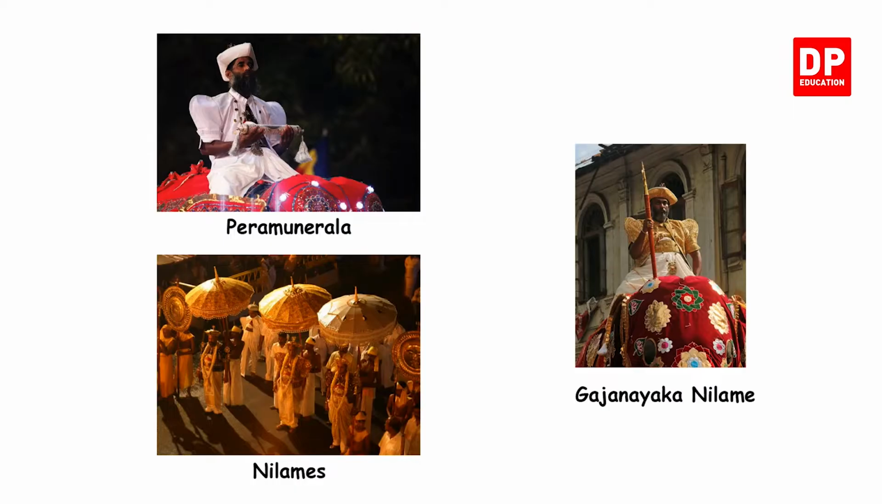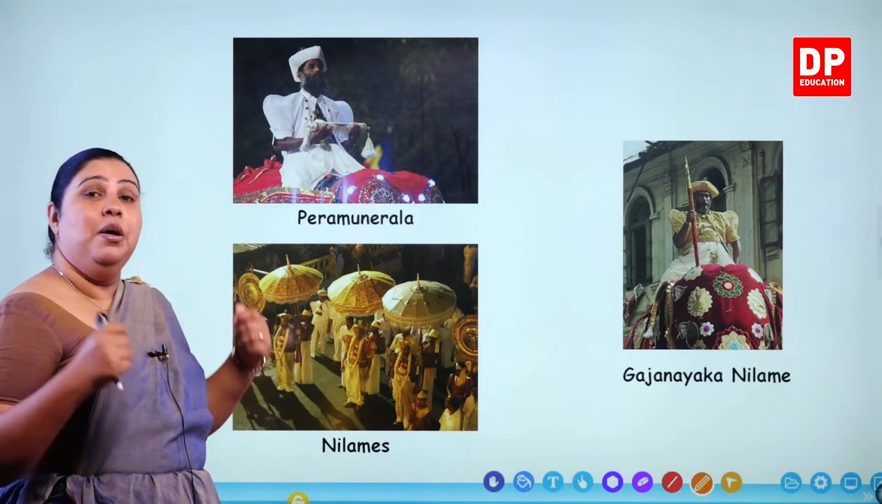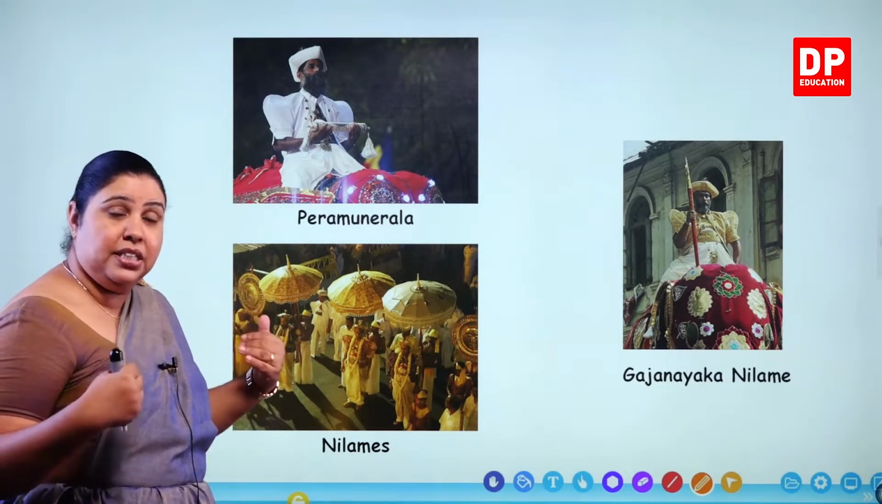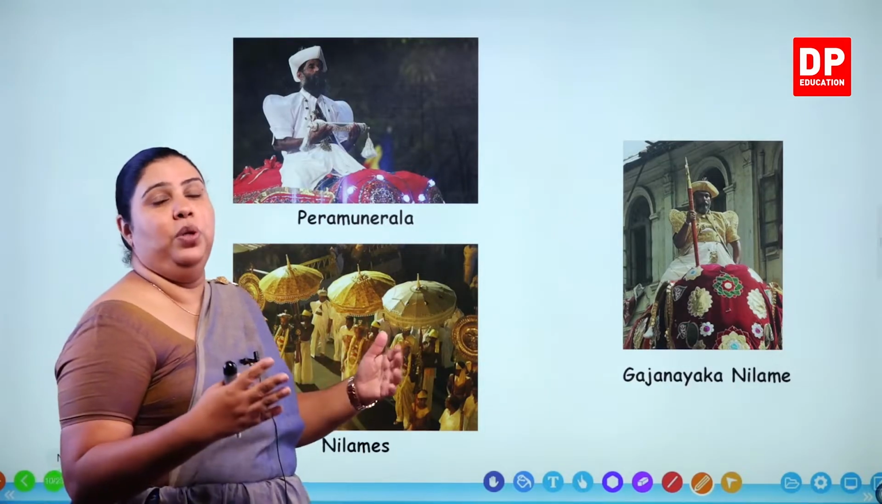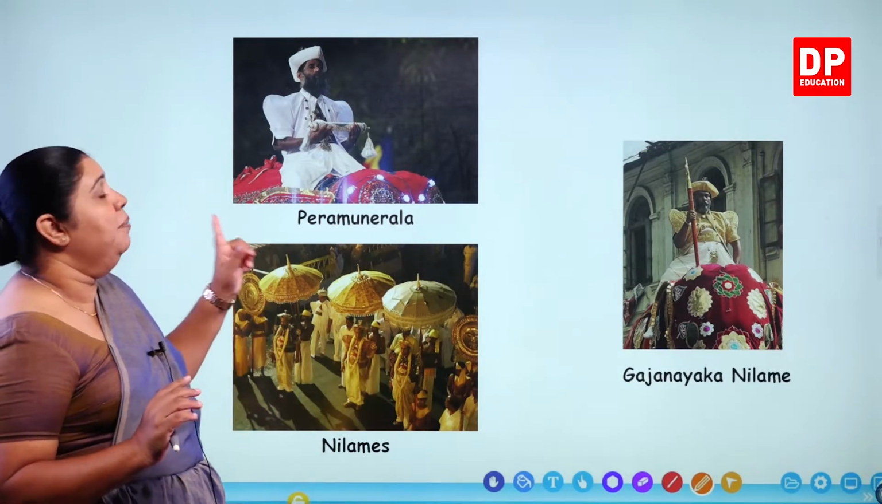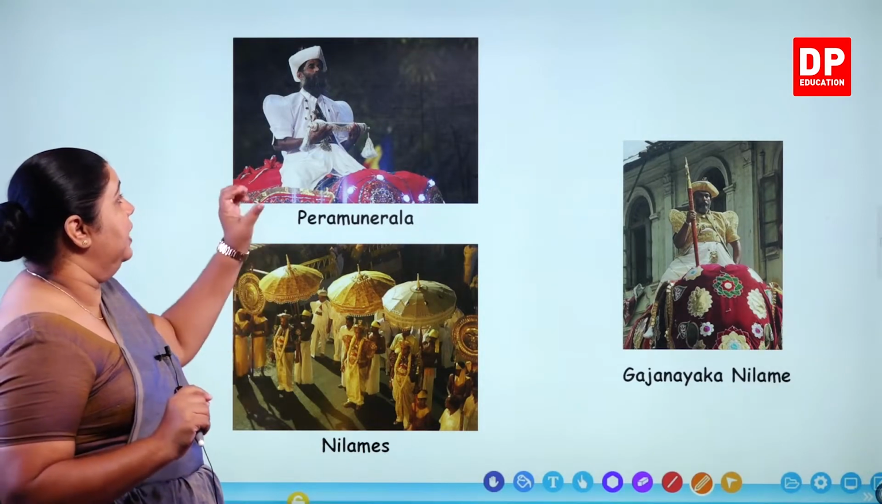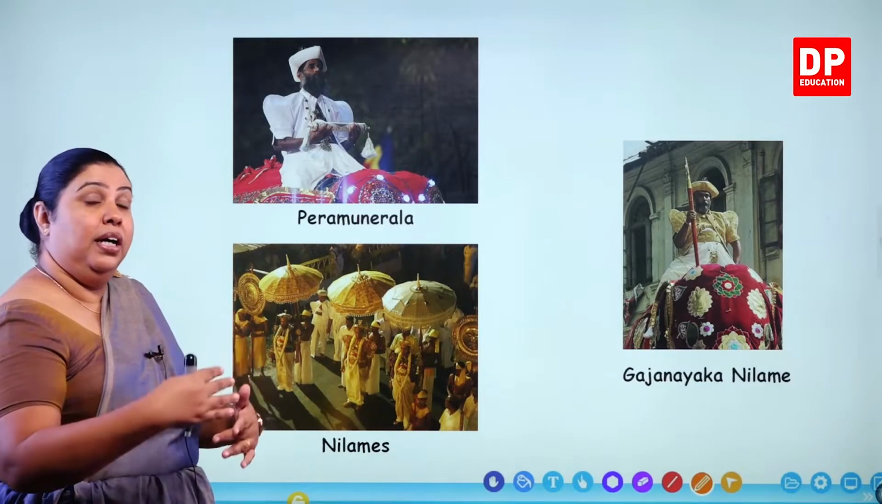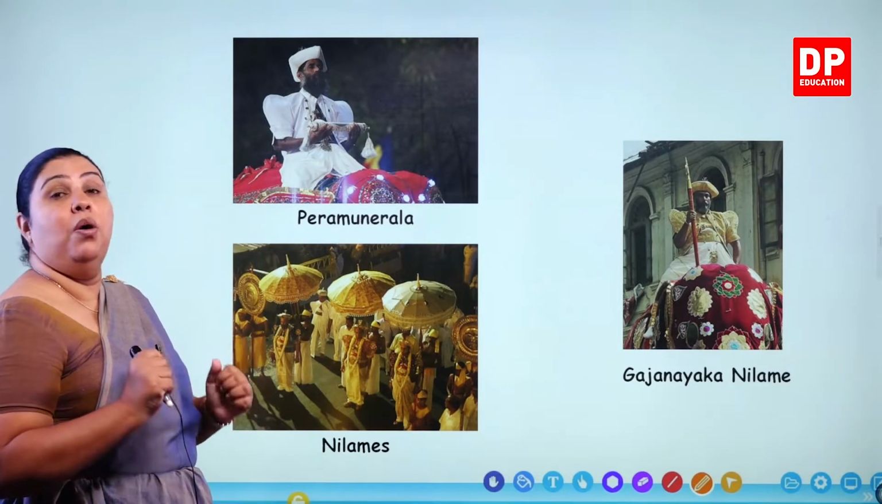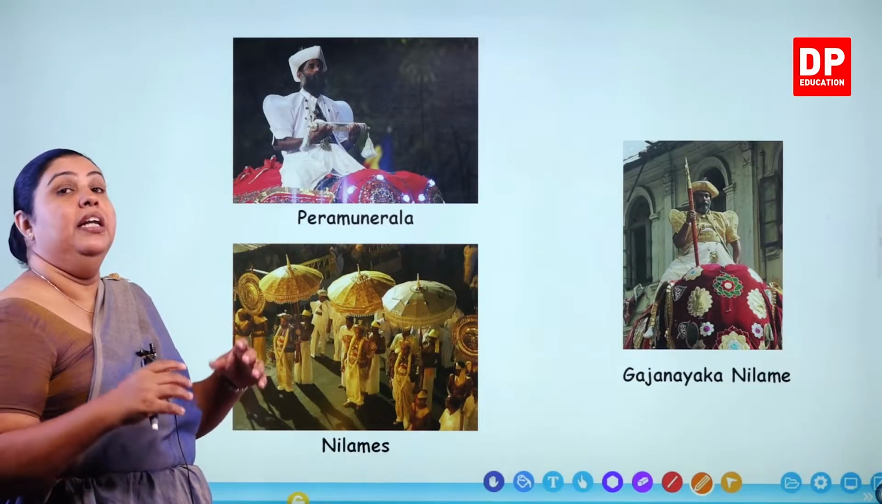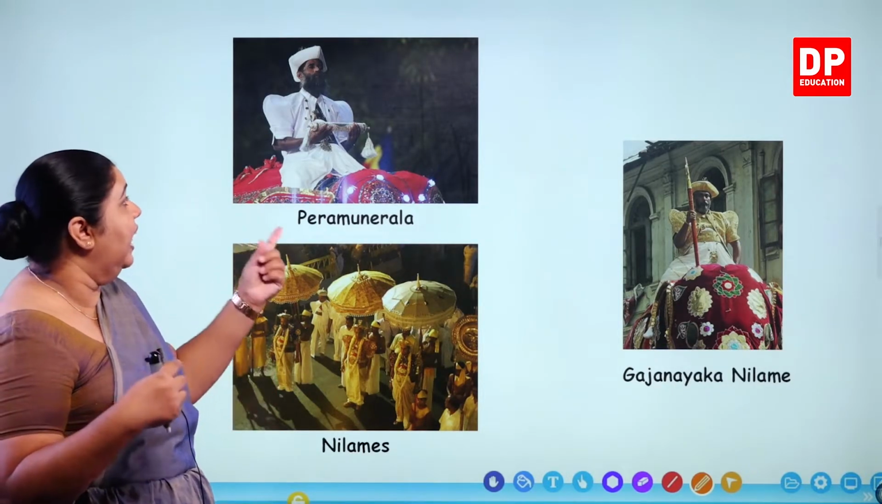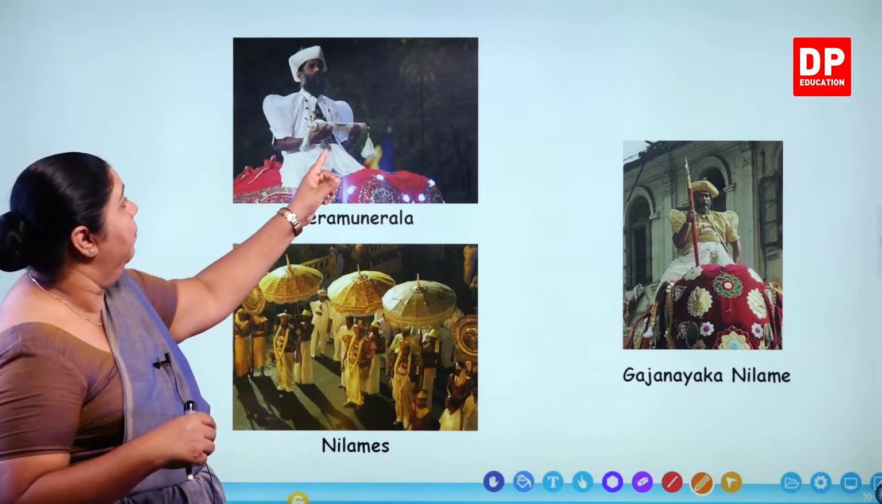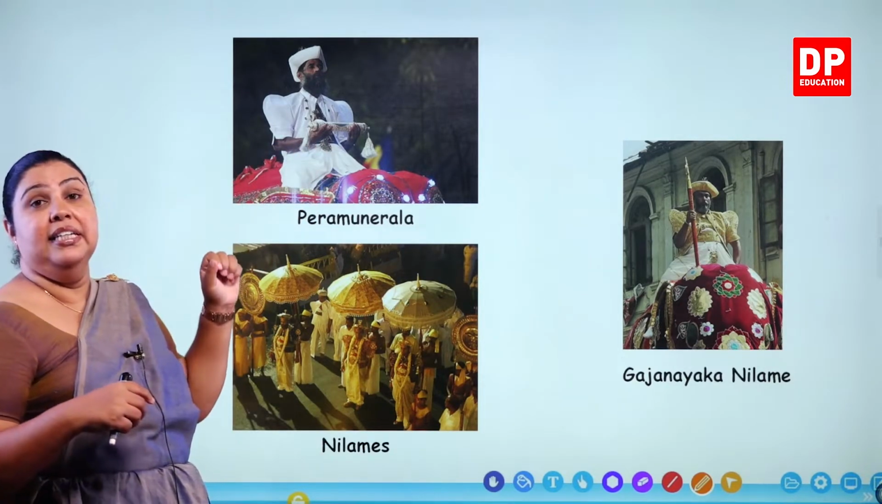Now this is the Peramune Rala which we were talking about. In the name itself it says Peramune Rala, which means the person who goes in front. And he is the person who carries the letter or the details about the perahera, which has been traditionally taken like this in a beautiful silver ornament like this.